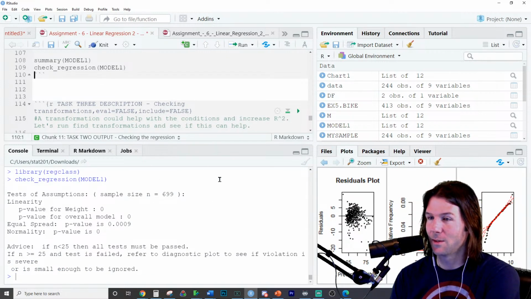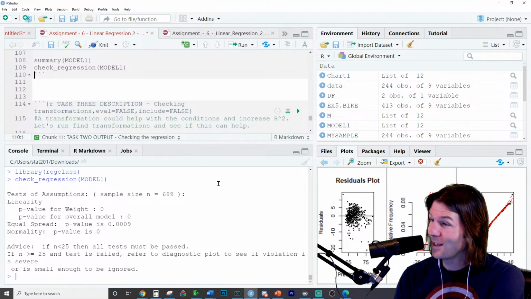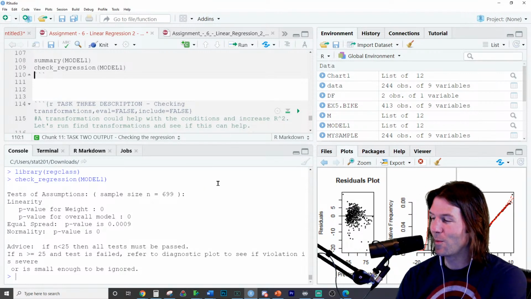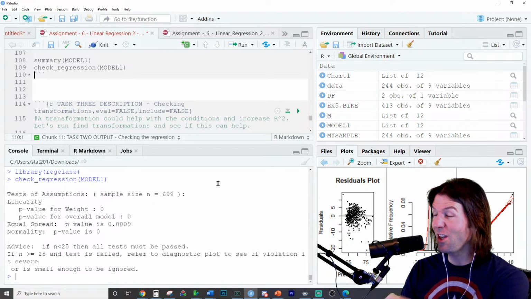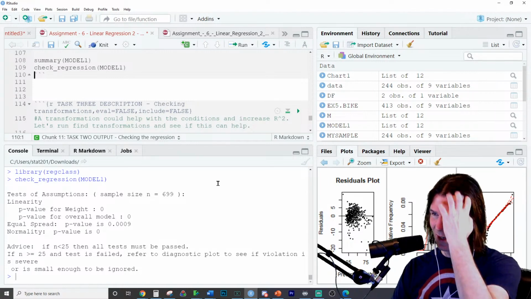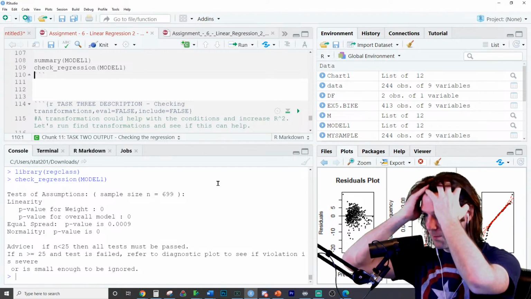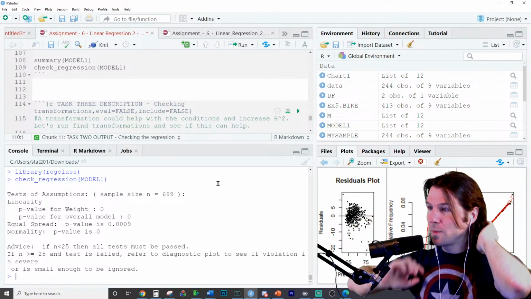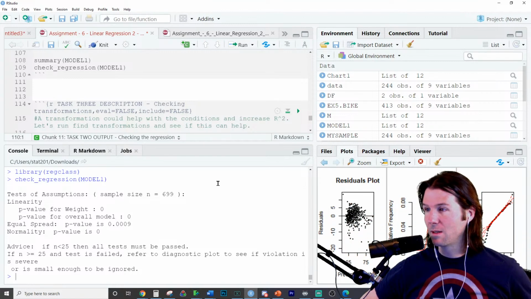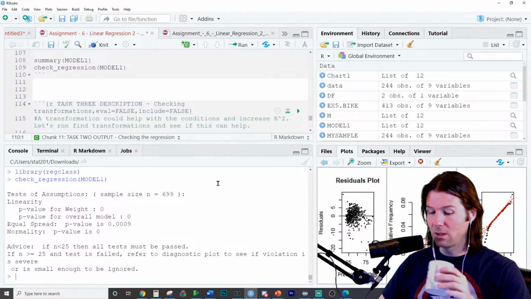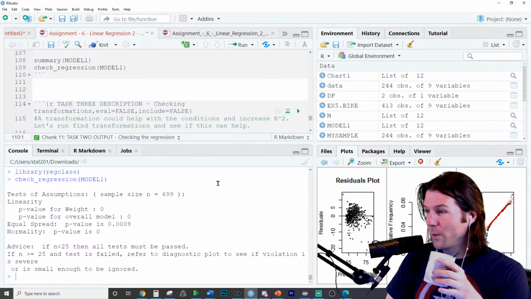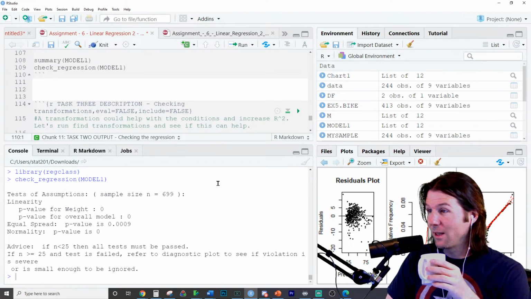So what we have right here is some issues. Sometimes people get super excited because they're like, yeah, low p-values. All a low p-value means is what? What do you do when you see a low p-value? You just say, oh, I'm doing this today.